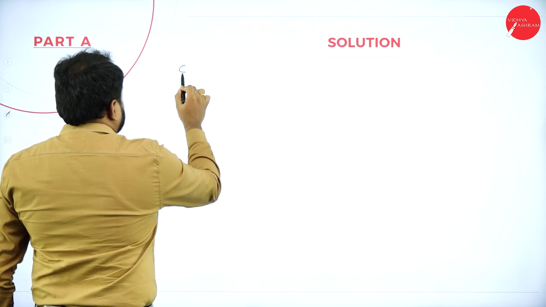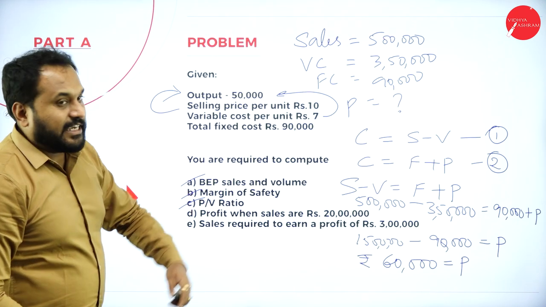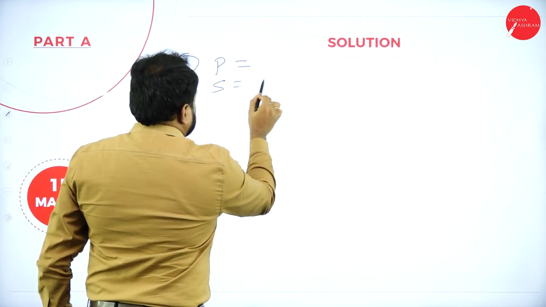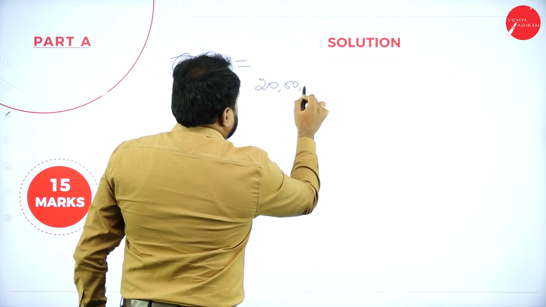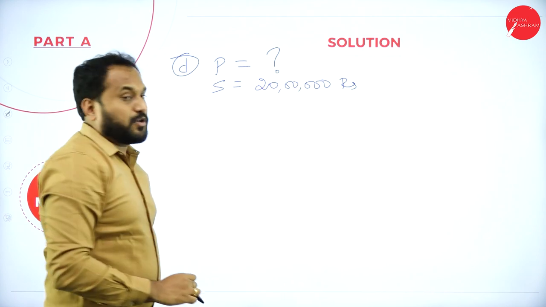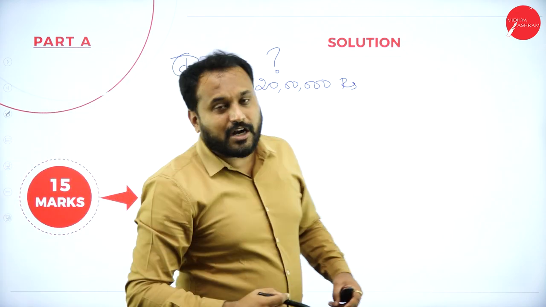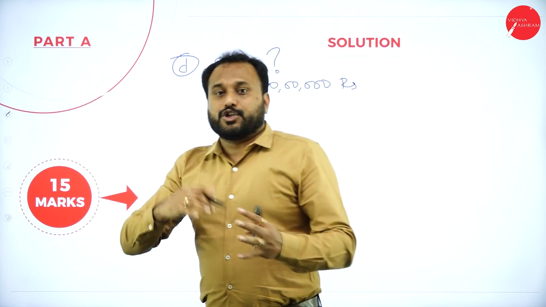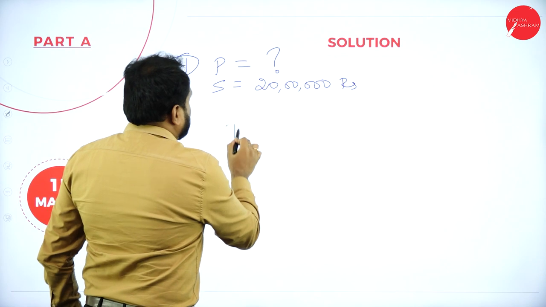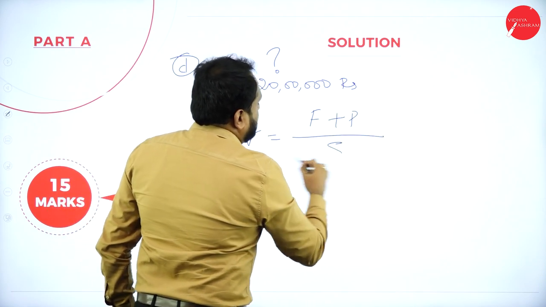Now we have C done. Now we have D. What is D? Profit when sales are rupees 20 lakh. So they are asking us what will be the profit if the sales are 20 lakh rupees. I told you, you are supposed to use something called the Abhilashchandra trick, the universal formula which we are supposed to go with. What is the universal formula? PV is equal to F plus P divided by S.